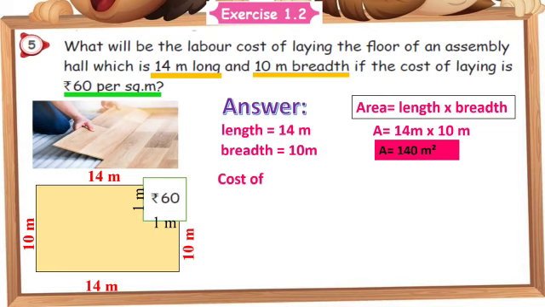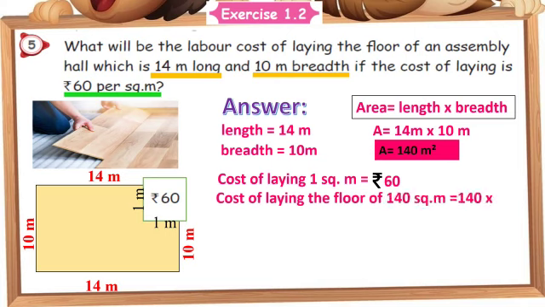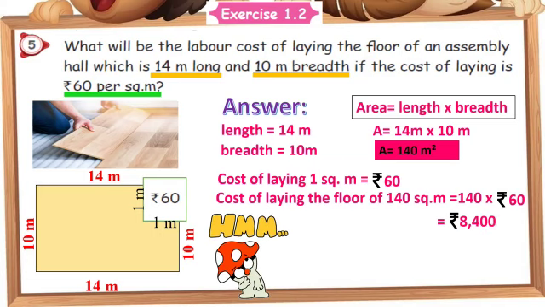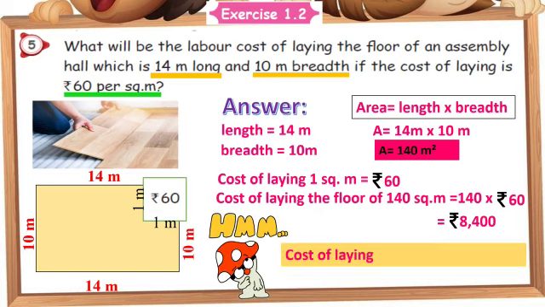So let us start our work. Cost of 1 square meter for laying is equal to rupees 60. That means cost of 140 square meter is equal to 140 into rupees 60. Clear? Just multiply as it is. Here 140 has one zero, and 60 also has one zero. So 2 zeros must come. Then 14 into 6 is 84, so 8,400 rupees. Is it clear now? Finally, we need to write it out like this.